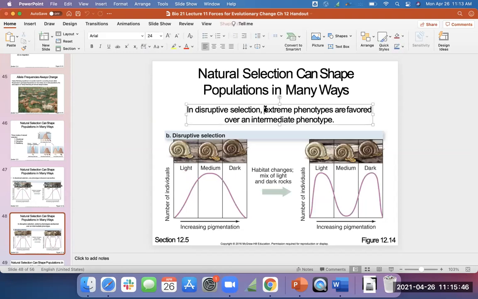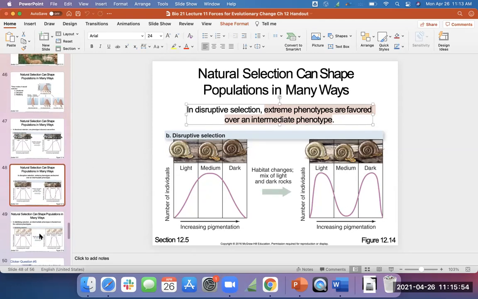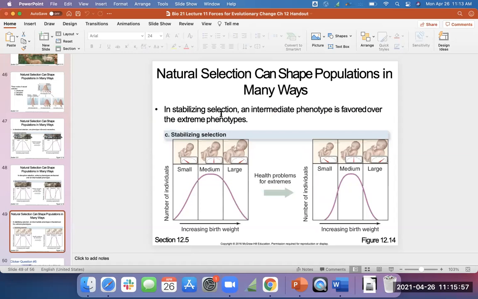Disruptive: extreme phenotypes are favored, and the intermediate phenotype is not favored. In this case, snails. And then the last one was stabilizing, where the intermediate phenotype is being favored. So we talked about baby heads. If it's too small, maybe they're going to have some cognitive issues. If it's too large, it's not going to pass through the birth canal. So it has to be the right size, and that's going to be favored over time.